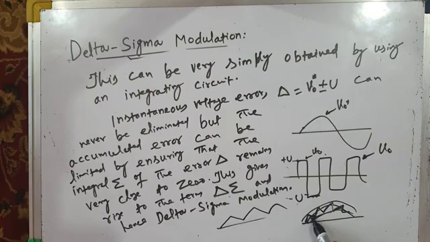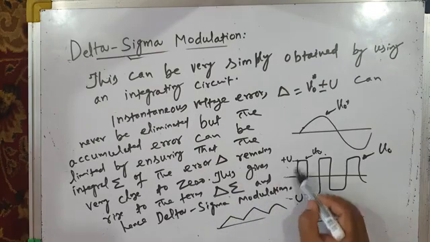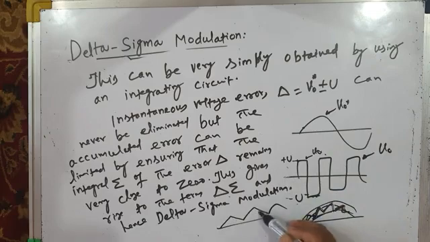Just as in the hysteresis current controller your current had an integration effect and oscillated like this, similarly in delta sigma modulation your voltage is not oscillating like this, but the error between the two voltages, after integrating it, you are making it oscillate like this between the upper hysteresis band and the lower hysteresis band. Okay, hence the name delta sigma modulation.